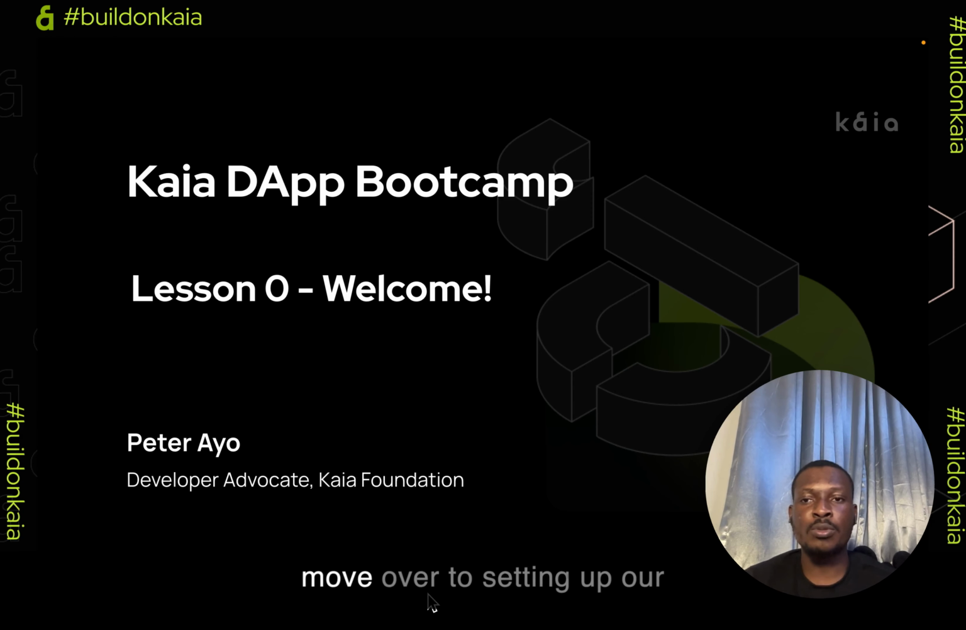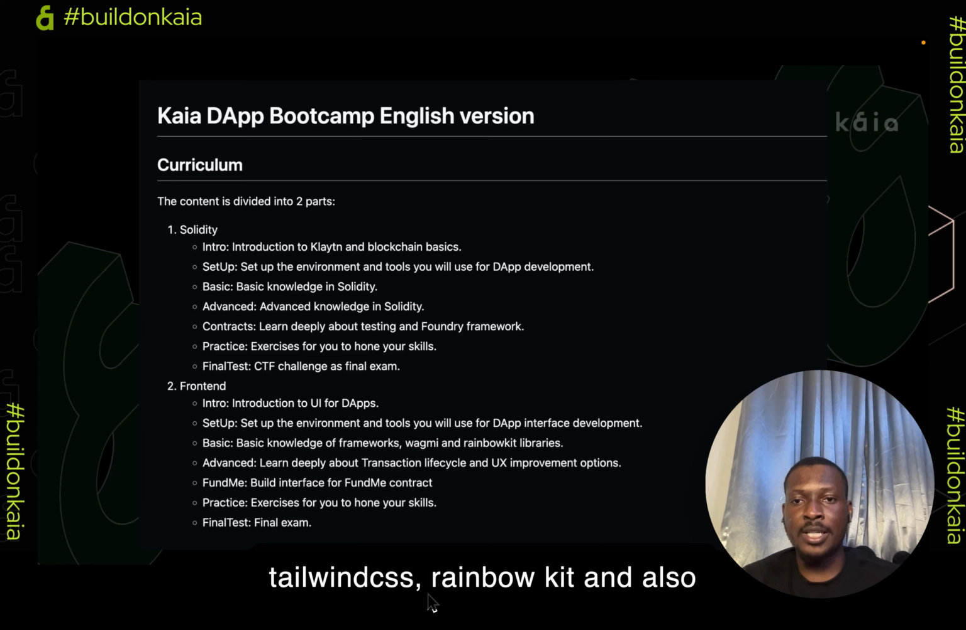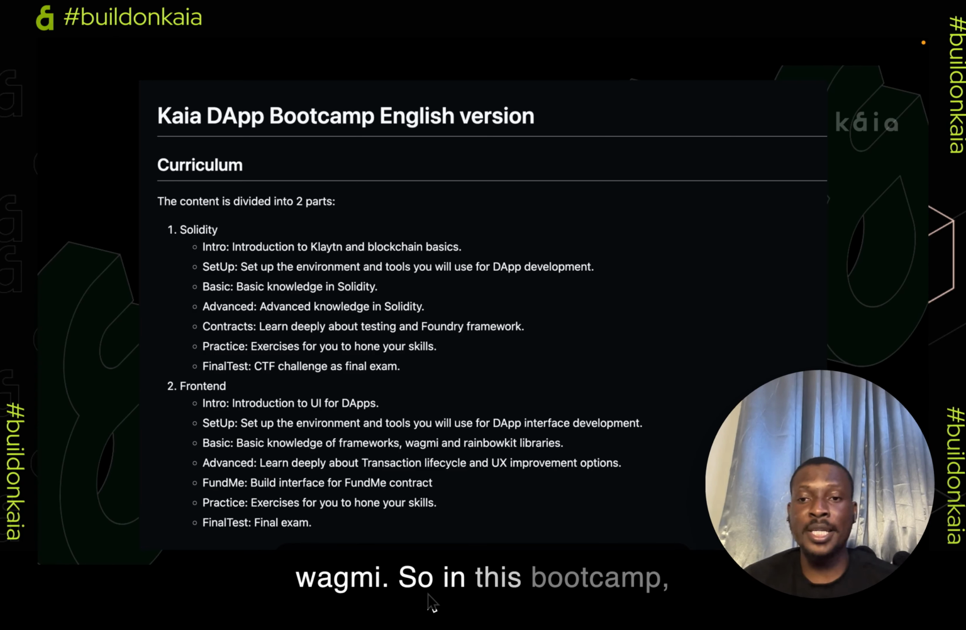Then we'll move over to setting up our front-end project for our decentralized application by exploring various frameworks and libraries such as Next.js, Tailwind CSS, RainbowKit, and also Wagmi. Right. So in this bootcamp, we'll be building a FundMe smart contract and also a front end that interacts with this already deployed smart contract.